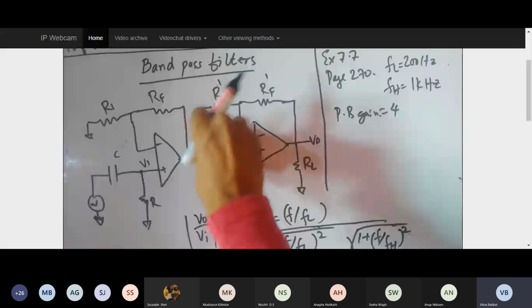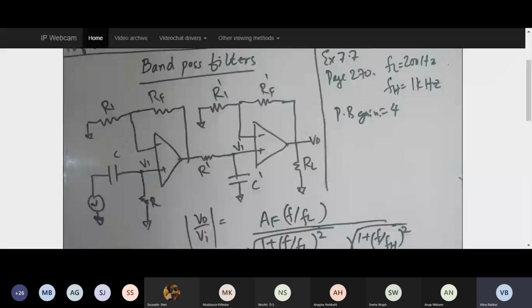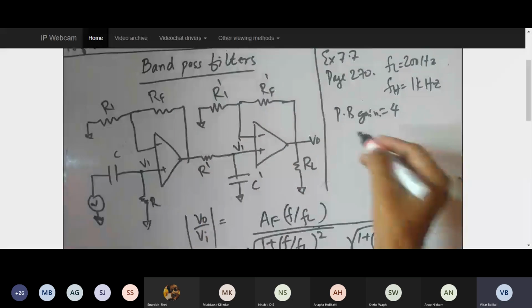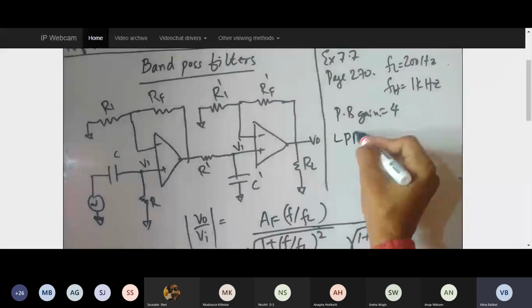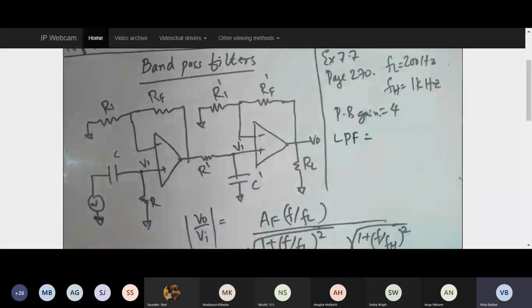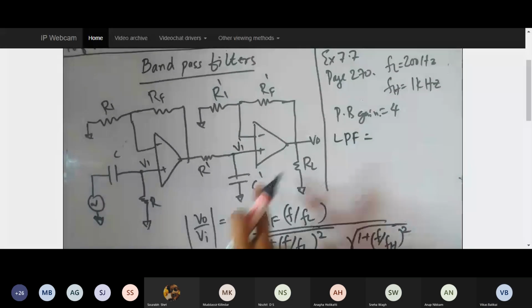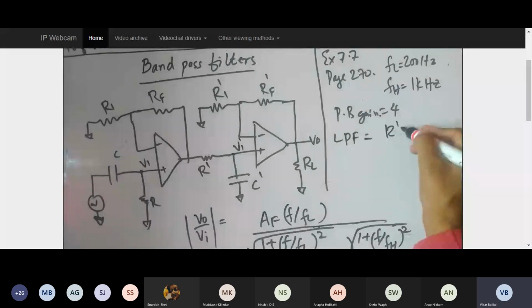Okay, what are the values he is giving? Let me specifically write over here with respect to the low pass filter. So what are the contents he has given? He is giving R dash as 15.9K, C dash as 0.01 microfarad.